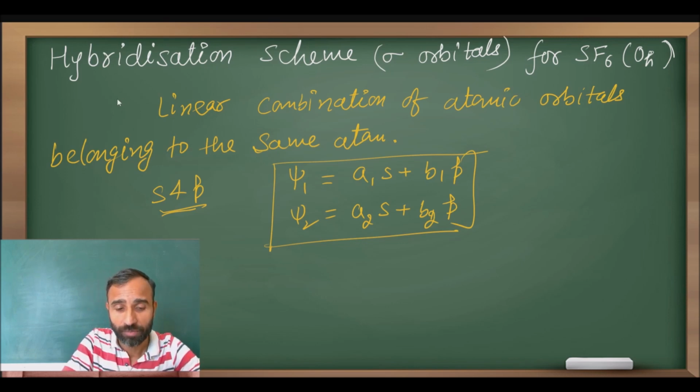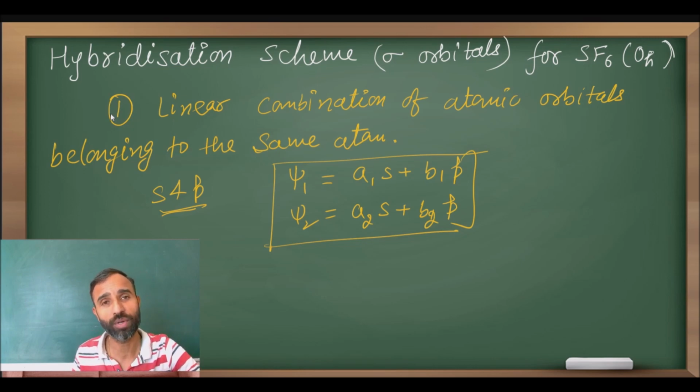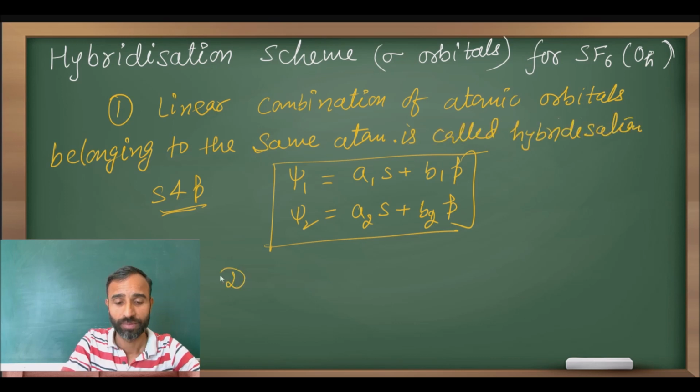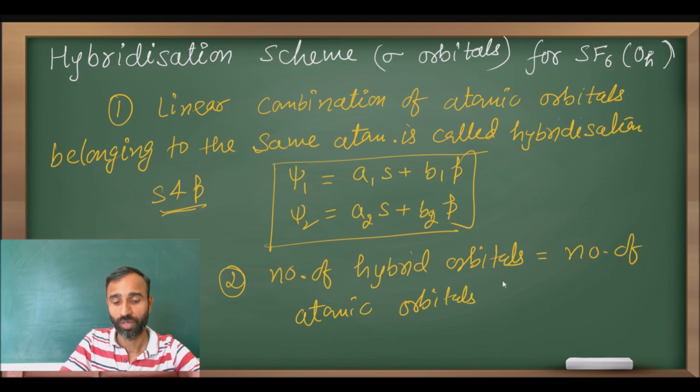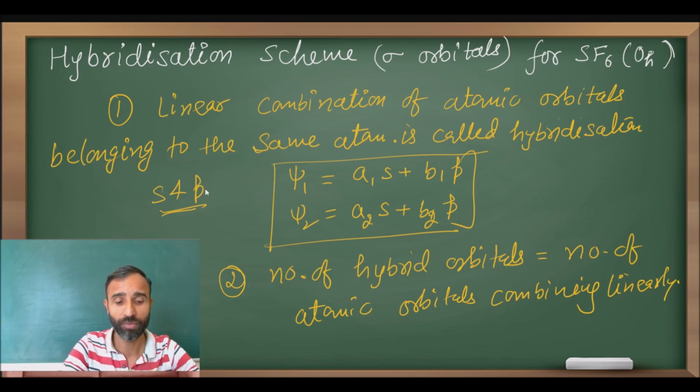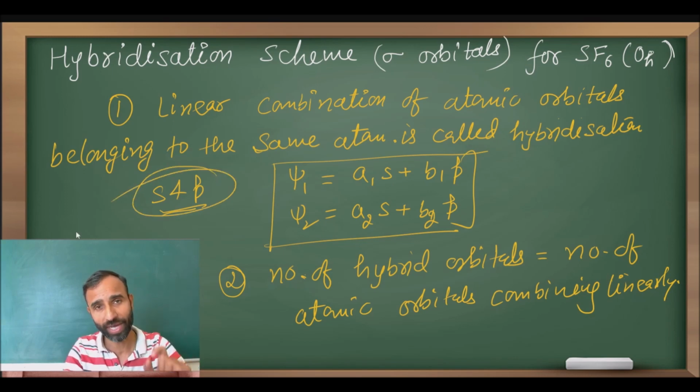That means first, the linear combination of atomic orbitals belonging to the same atom is called hybridization. Second, the number of hybrid orbitals is equal to the number of atomic orbitals combining linearly. For example, if we combine one s and one p, then we will get two hybrid orbitals, and so is the case with 3, 4, 5, 6, and so on.